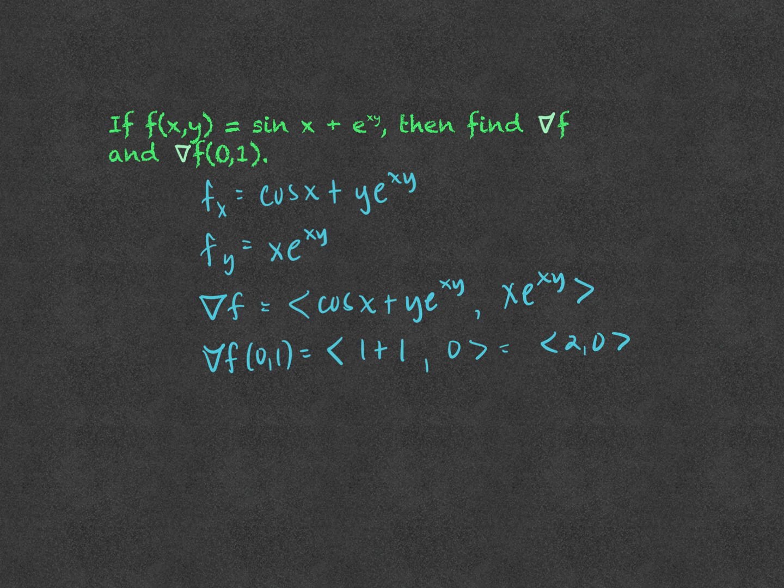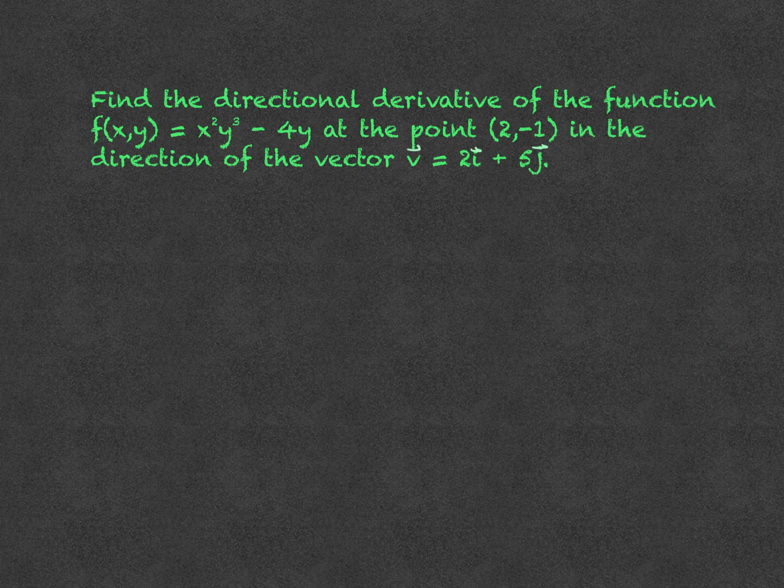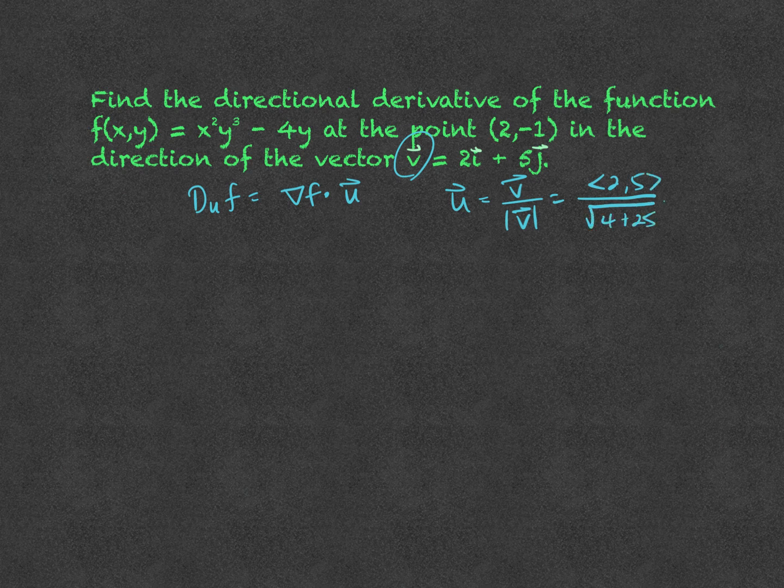It's pretty nice, actually. So to find the directional derivative of this function at the point (2, -1) in the direction of the vector, first of all, we need to note that the directional derivative of f is equal to the gradient of f dot product vector u. Well, we're given a vector v, which is not a unit vector. So let's start off with the vector u equal to the vector v over the length of v. So the vector v is (2, 5), and the length of v is the square root of 4 plus 25, which is the square root of 29. So we have 2 over the square root of 29 and 5 over the square root of 29. So that's our unit vector.